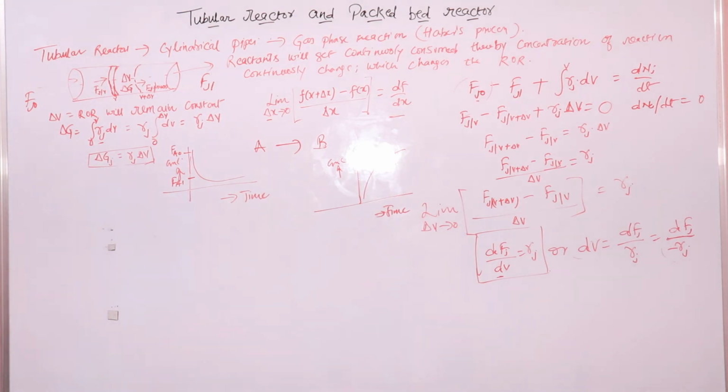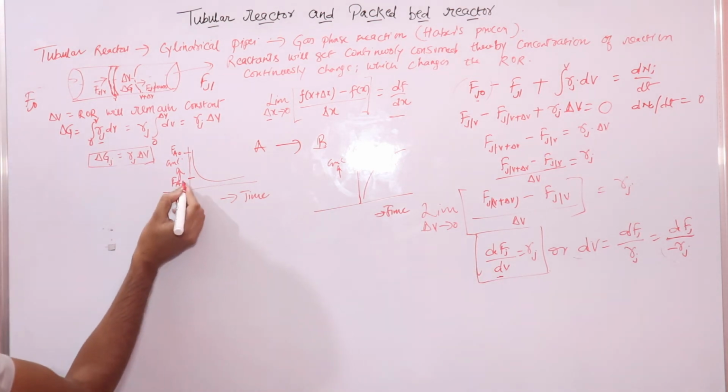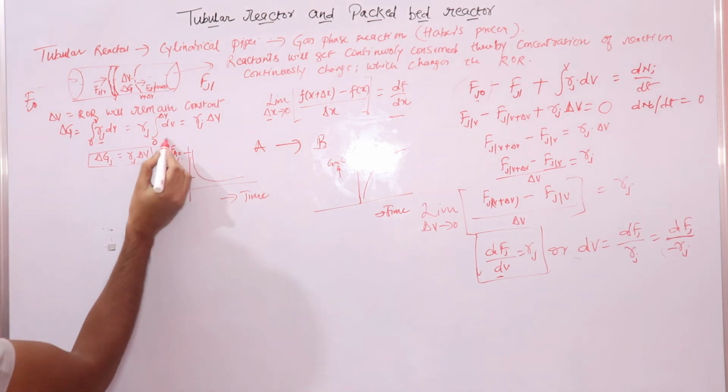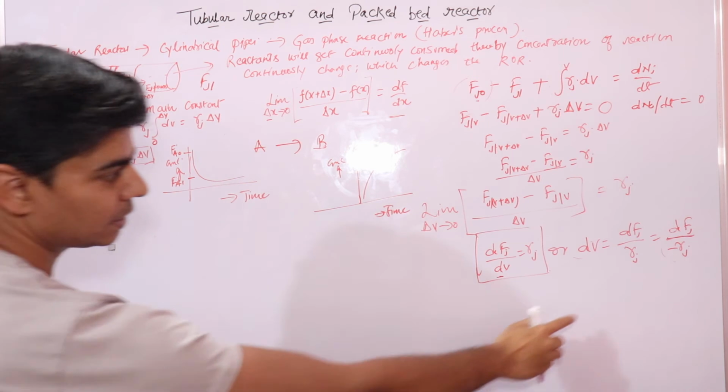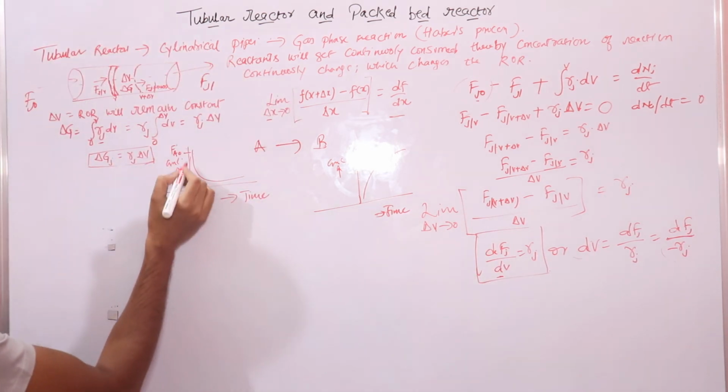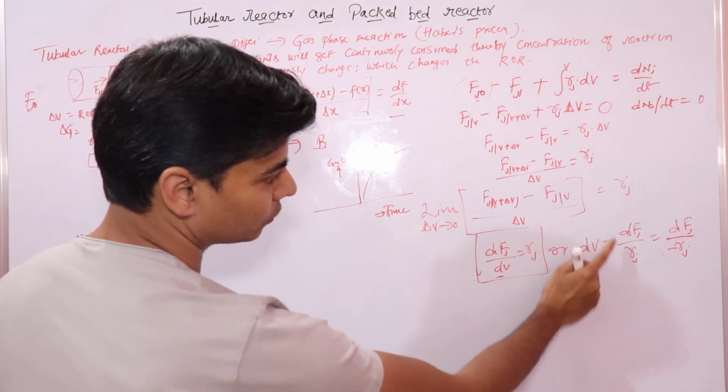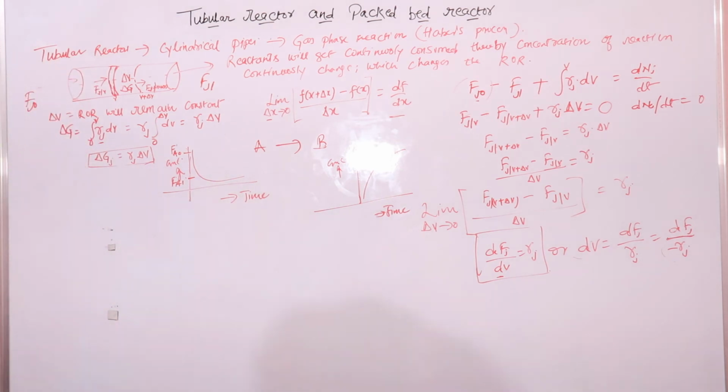dV is equal to dFj upon Rj. If you apply it to that equation, we'll be taking these as limits. This is less than this, so we'll take this as the lower limit and this as the upper limit. We'll integrate this equation taking these two as limits, and that will give the volume of the reactor.